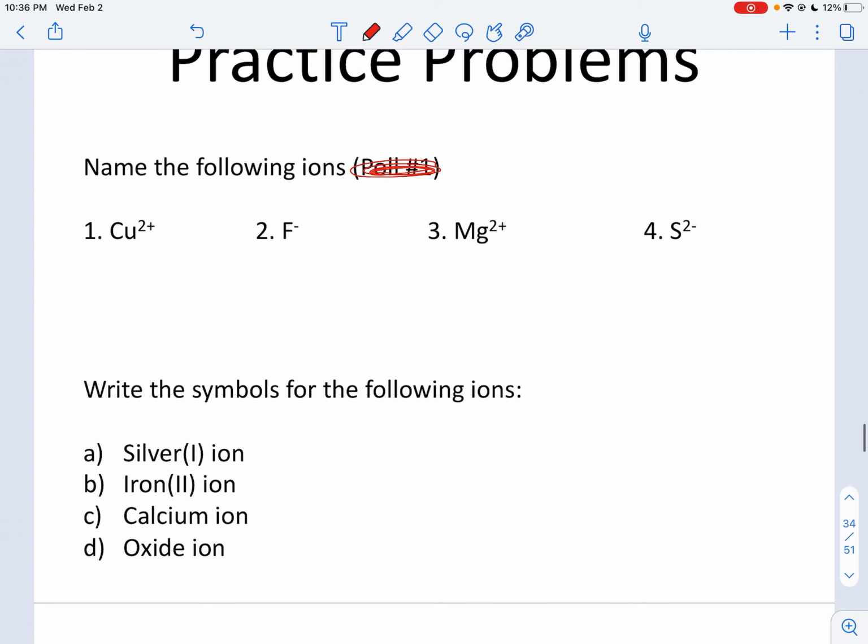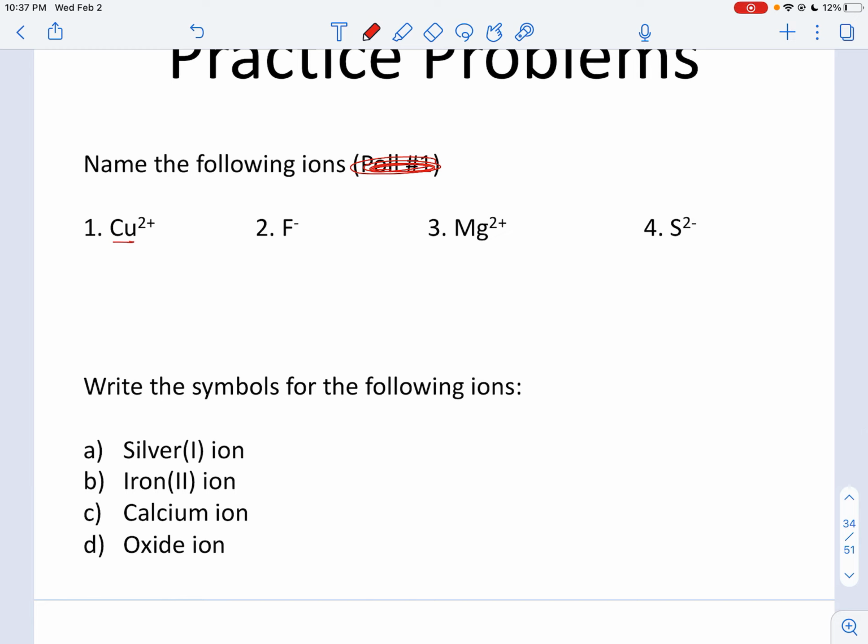Okay, here's more practice. I'm just going to do 1 or 2 and maybe let you do a few on your own. Name the following ions. Okay, so here we're kind of working backwards. You're given the formula for the ion, or the symbol for the ion, and now I want you to name it. So go look at a periodic table, which you will have for the exam, and you'll see that Cu is copper.